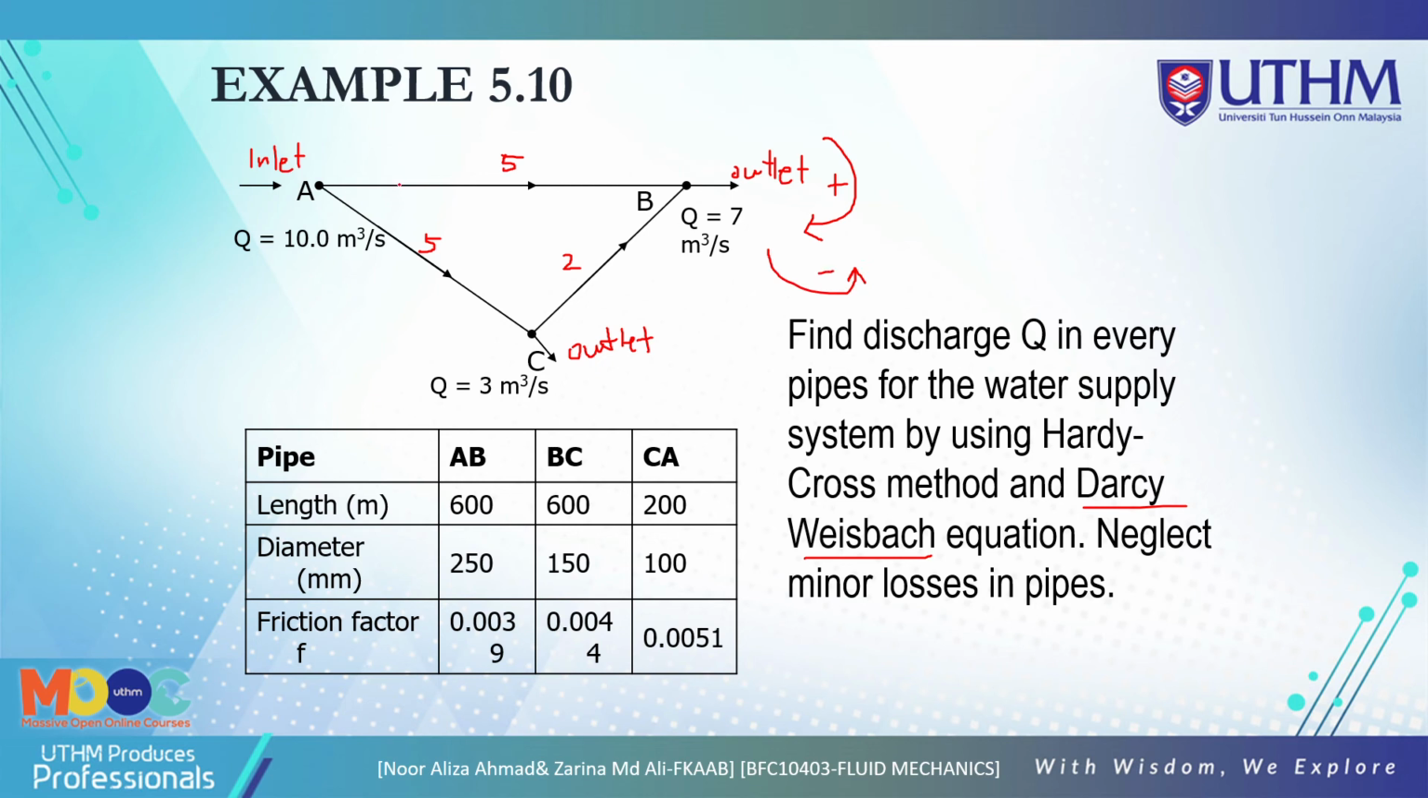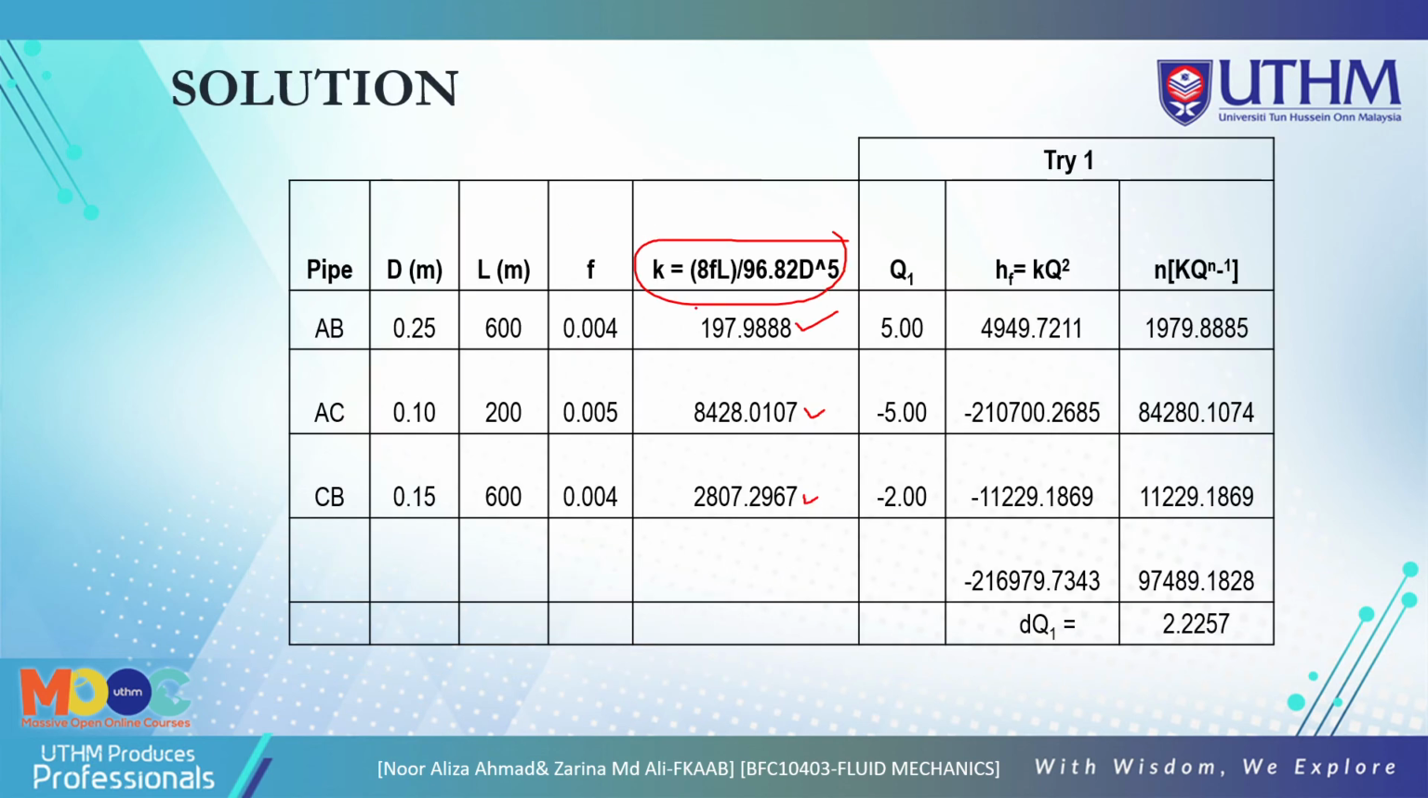Anti-clockwise is negative, so this is positive, based on the inlet here. This is negative because you must start at the inlet. The direction of this flow is based on here, so you get the positive here. The direction of flow is anti-clockwise, so this is negative, and this one is also anti-clockwise, so this is negative. So you assume Q1 here.